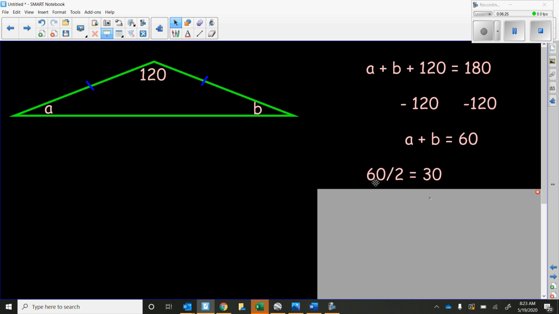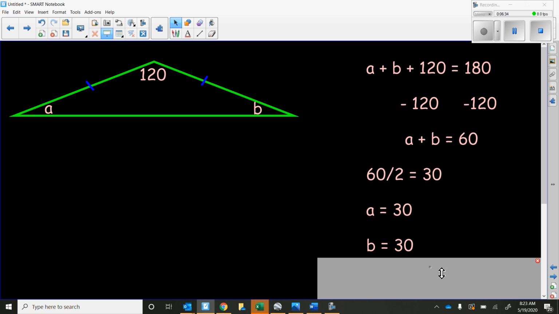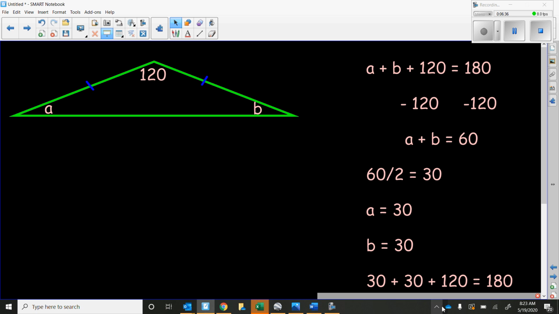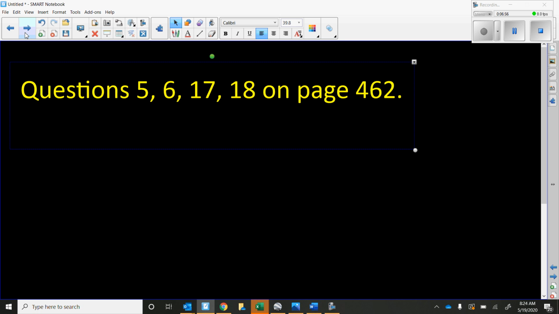So if I take 60 degrees divided by 2, we're just going to split those degrees evenly amongst angle A and angle B. We get 30. So now A is 30, B is 30, and if we were to check this, 30 plus 30 plus 120 has to equal 180 degrees. 180 degrees is the sum of every triangle in the whole world. That is an important concept, and that's what your little bit of homework is about today.